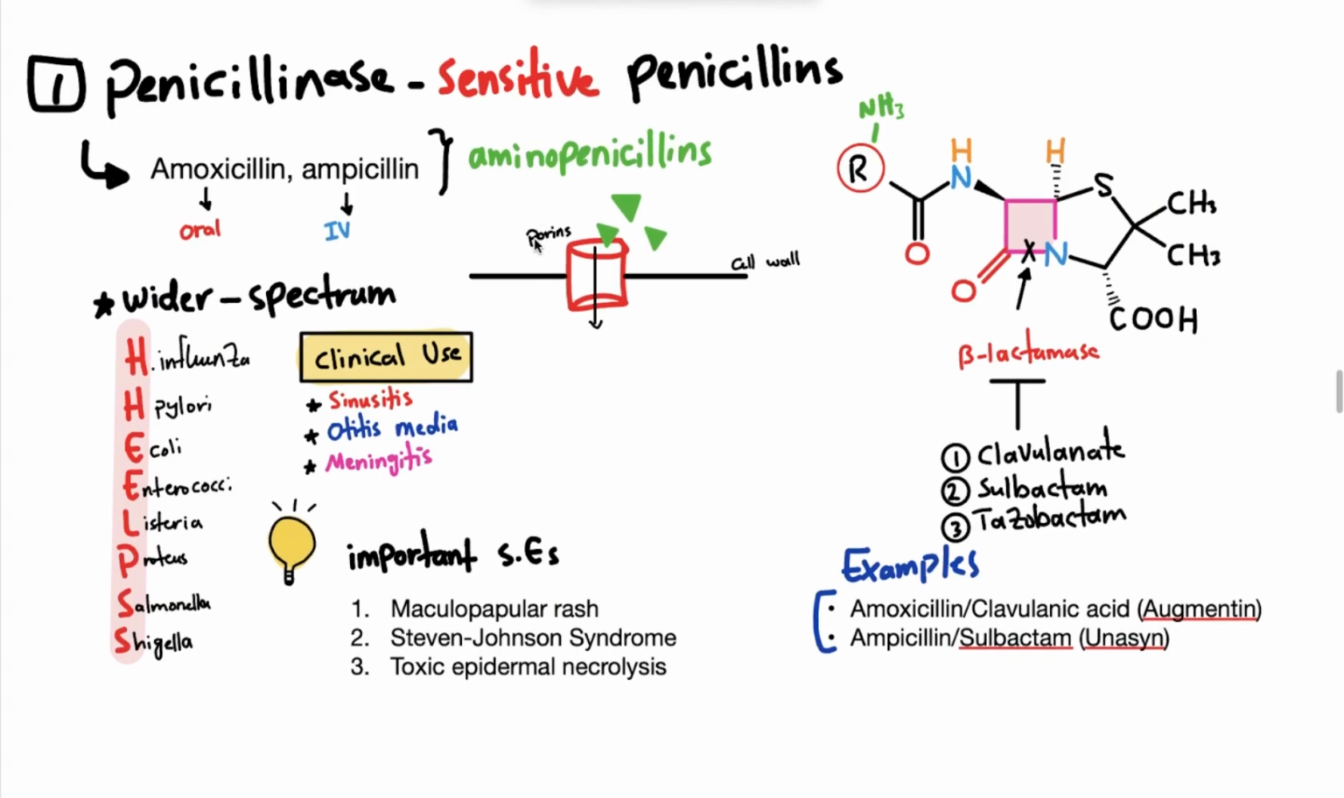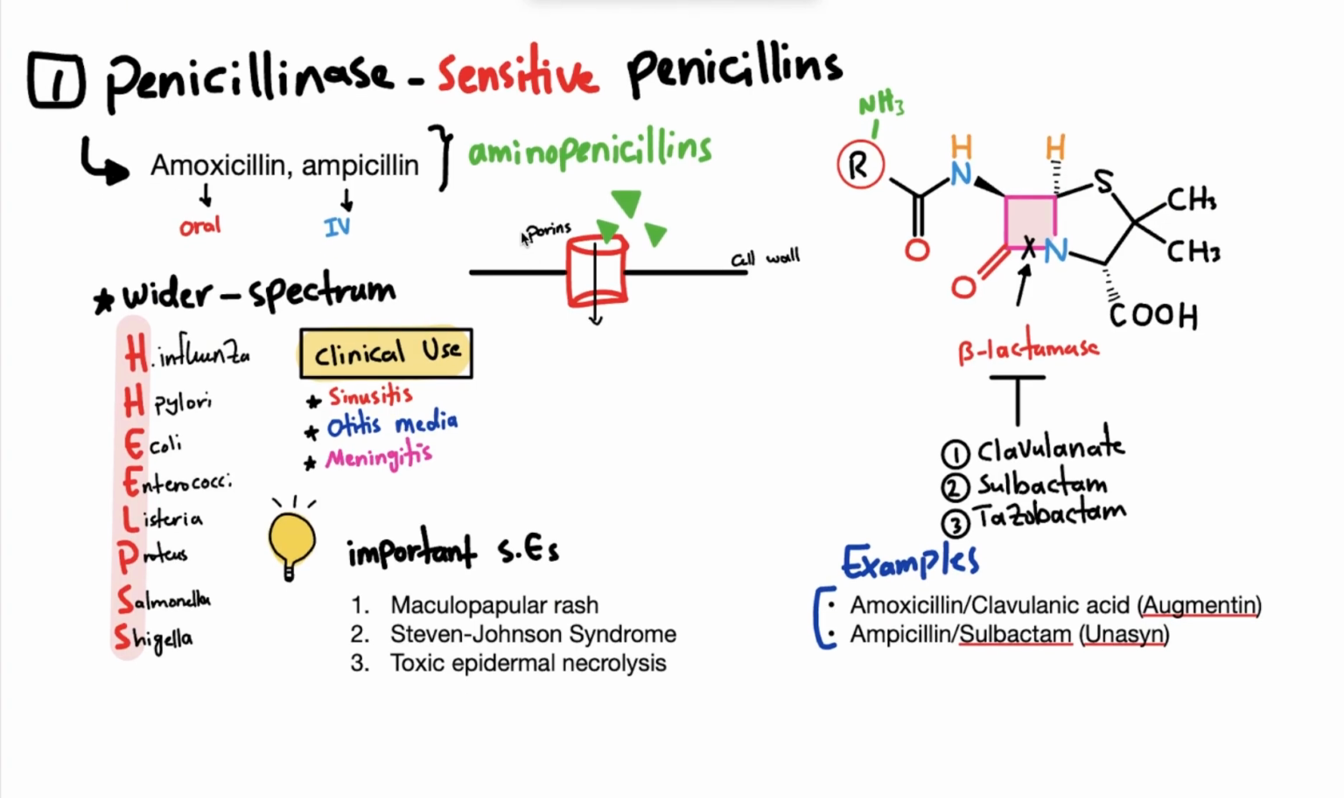First, we're going to start off with Penicillinase-sensitive penicillins. These include Amoxicillin and Ampicillin. And an easy way to remember that the oral is Amoxicillin, we have an O here. So Amoxicillin is given orally, and Ampicillin is given IV.